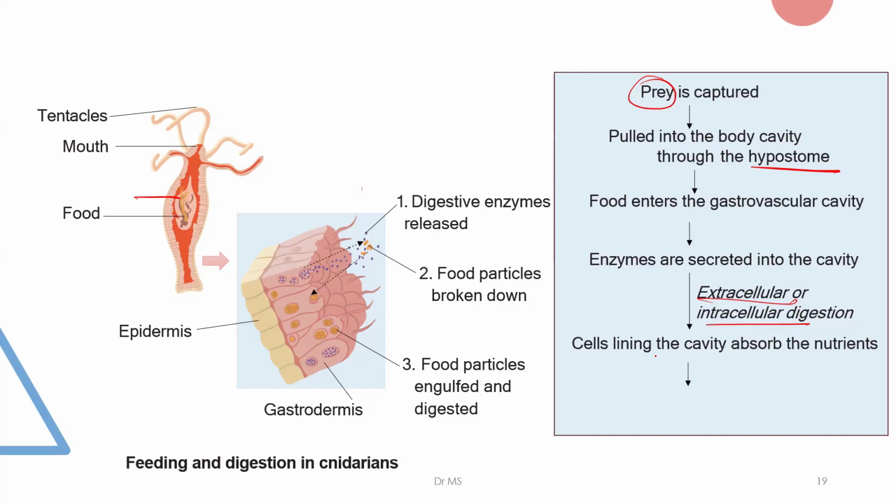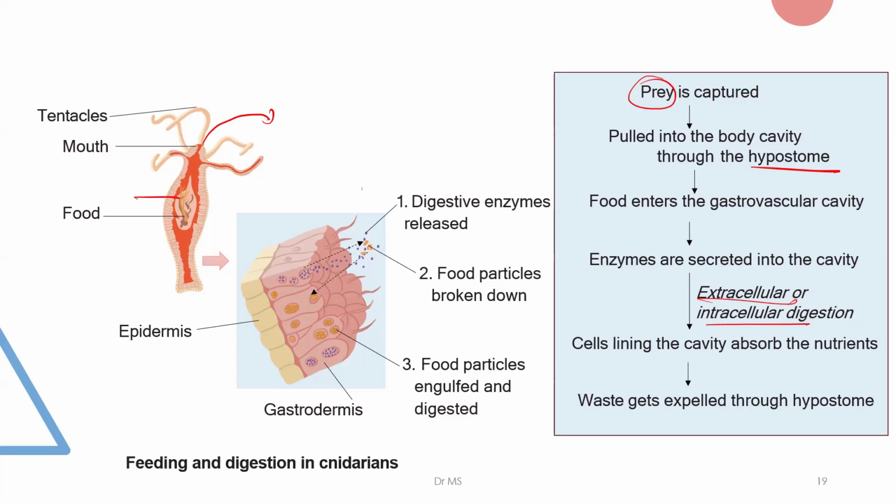So cells lining the cavity will absorb the nutrition. Whatever waste is produced is excreted out through this same opening, the hypostome. So from that you can conclude that the opening itself acts like a mouth, and the opening itself also acts like an anus. So it is helpful for both functions, taking the food in and sending out the excreted waste. Okay, so that kind of digestion we call incomplete digestion.